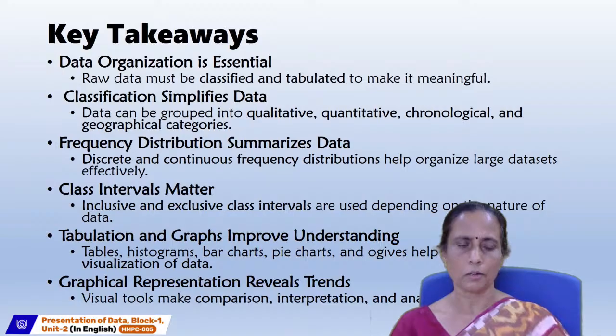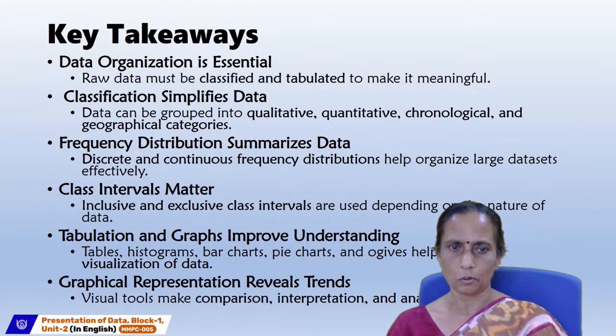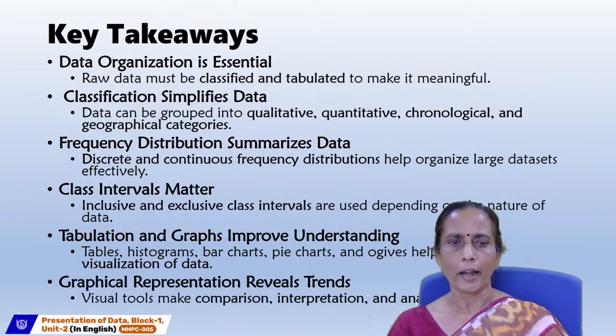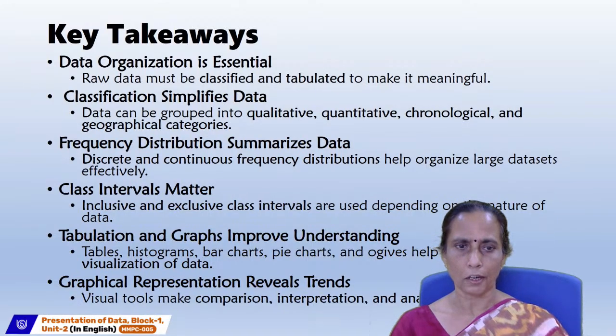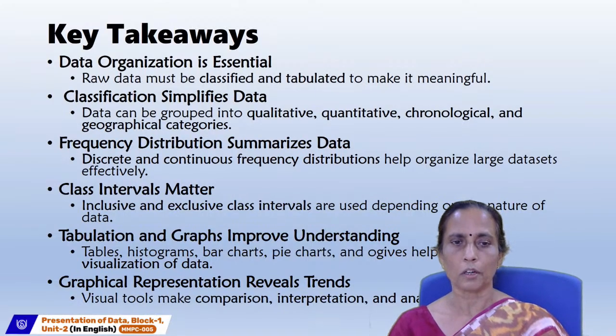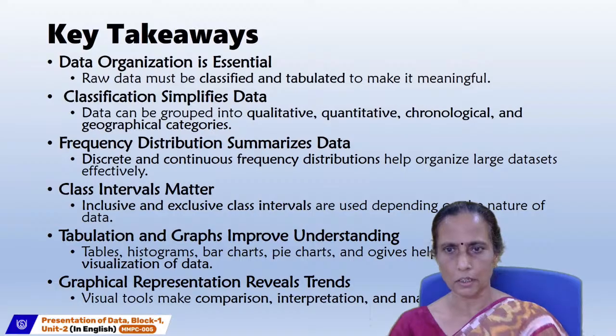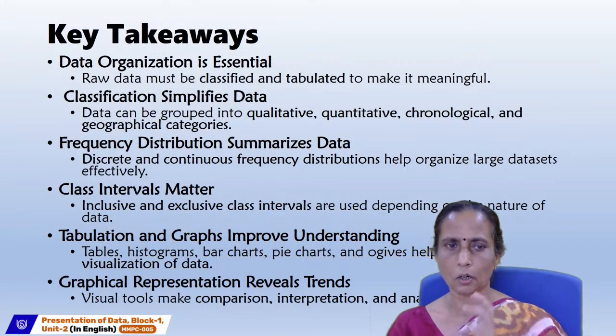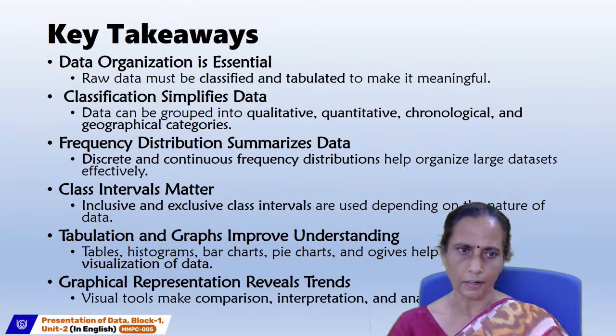That frequency distribution may be discrete or continuous. By discrete distribution, I mean if I can count 1, 2, 3, and so on, then that is my discrete distribution. And if the values of a variable are falling within a range, then we call that a continuous frequency distribution. And your frequency distribution will be summarizing and helps in organizing your large data sets effectively.